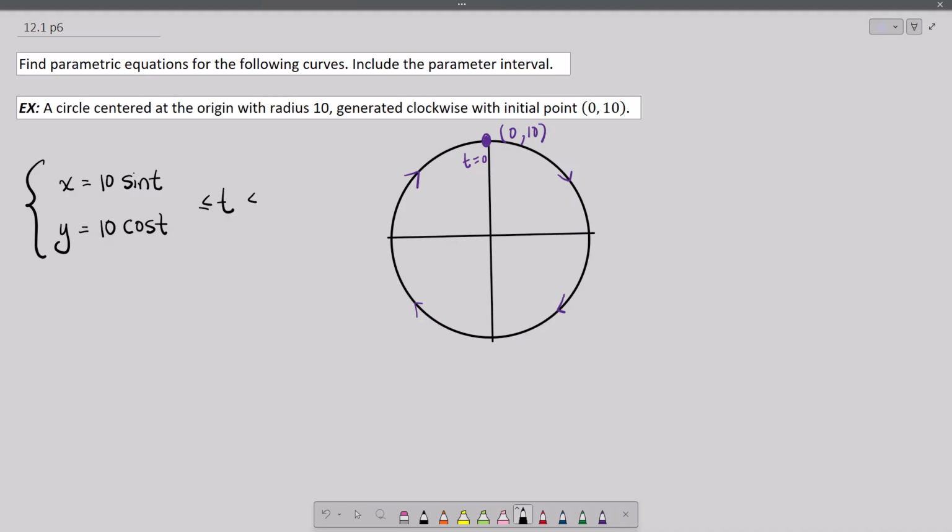Yeah? Would it not be root 10? It would not be root 10. We'll see why in 1 second.